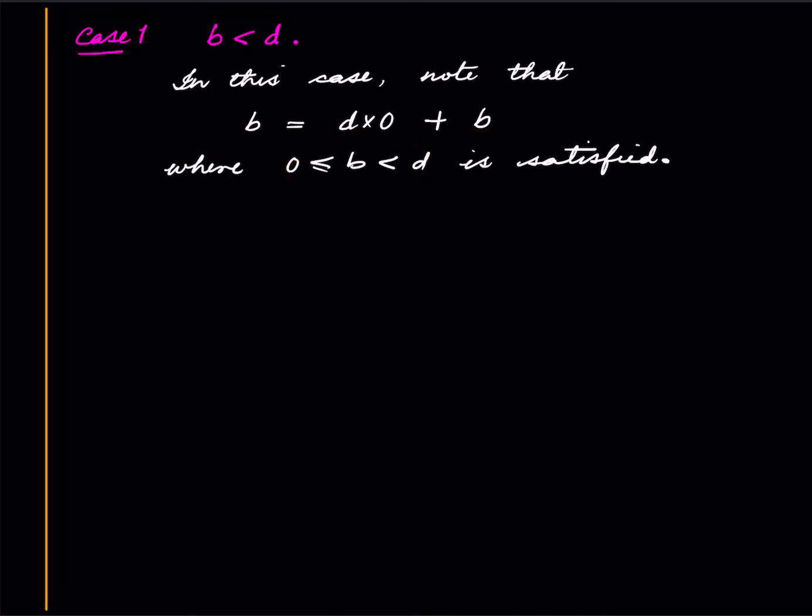So what this means is that thus B comma D is actually a good pair, contradicting the choice of B comma D. B comma D is the smallest bad thing.